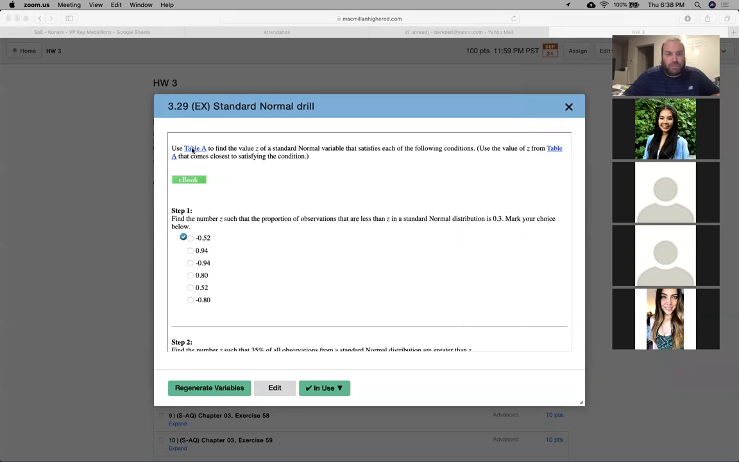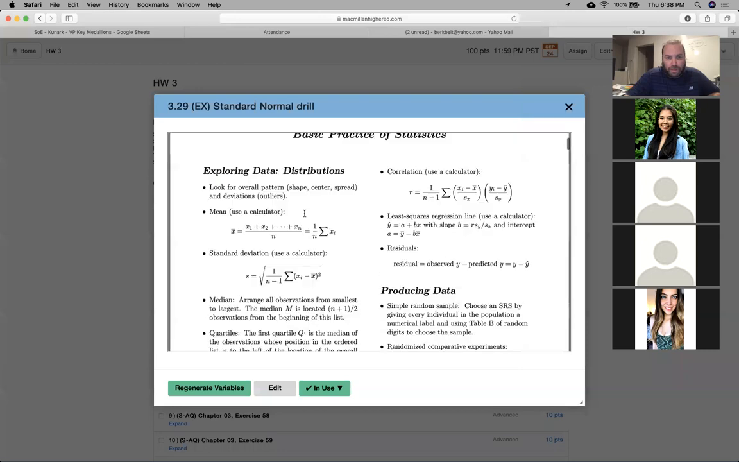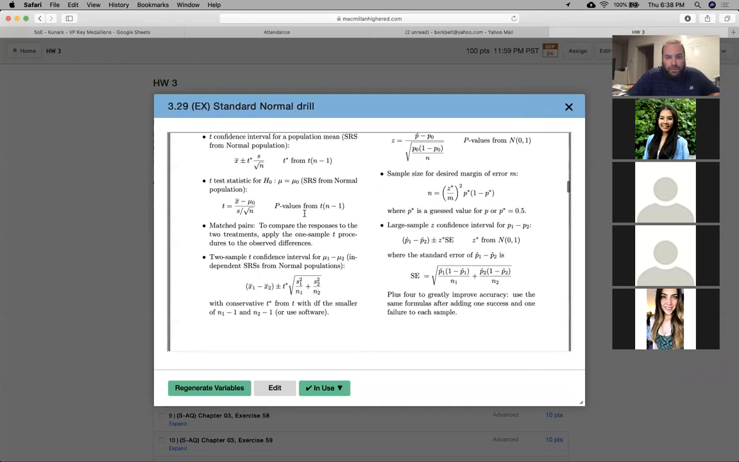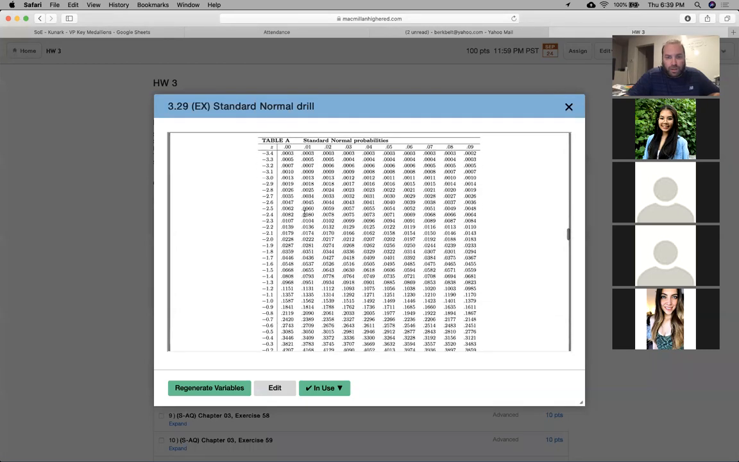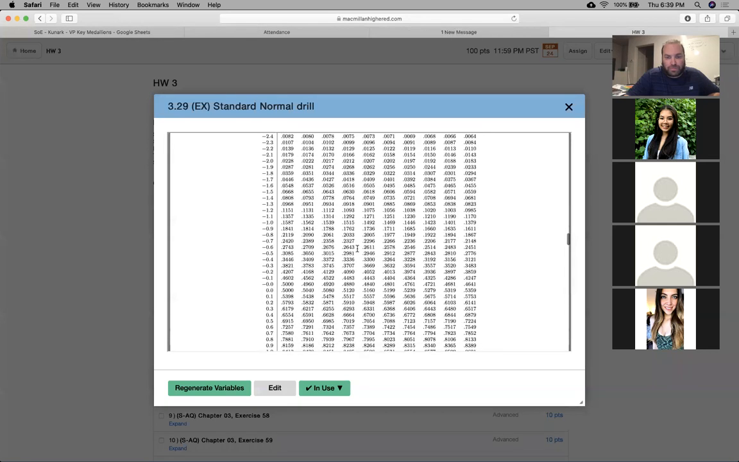It says, use table A to find the value Z of a standard normal variable that satisfies each of the following conditions. So the first one is, we want the point such that the proportion of observations less than it is 0.3. So if I load up table A, and I want the proportion less than it to be 0.3, I just look for 0.3 in my table.